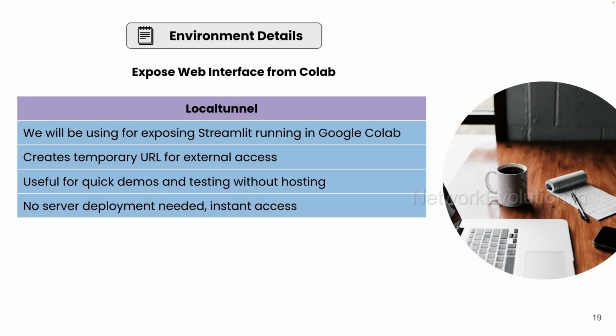And this is needed only for Google Colab. So we'll be using this for exposing Streamlit running in Google Colab. And this creates a temporary URL for external access. And this is also useful for quick demos and testing without hosting.